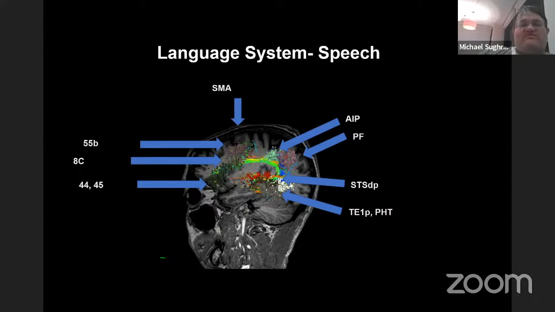So if you look, you have area 44 and 45, that's canonical Broca's. You have this area TE1P and PHT, that's the Wernicke's area. Note that if you go onto Google, you can find Wernicke's area in every shape and size possible. And so just doing that is a pretty good way to understand that up until very recently, we didn't really have an idea what Wernicke's area was or what it actually did.